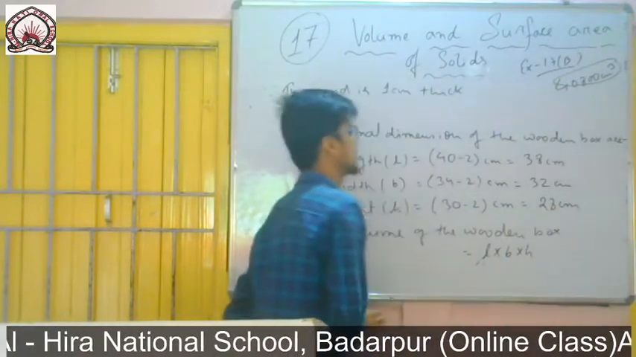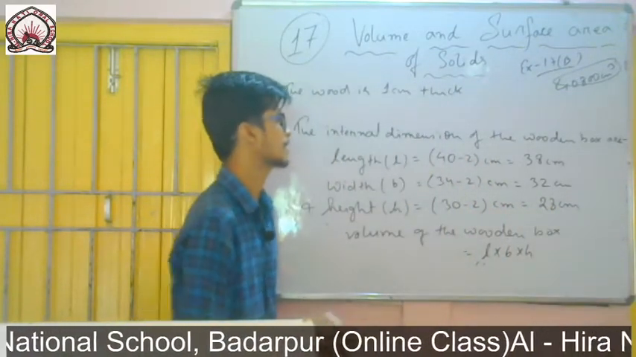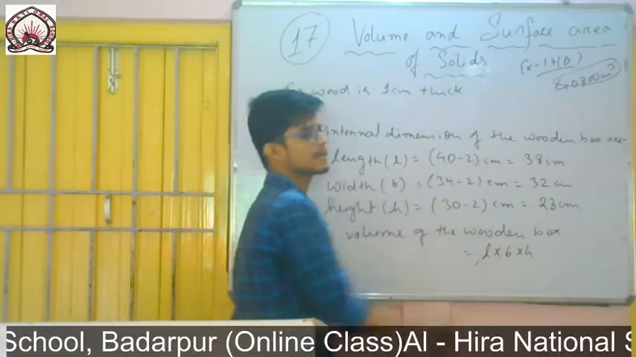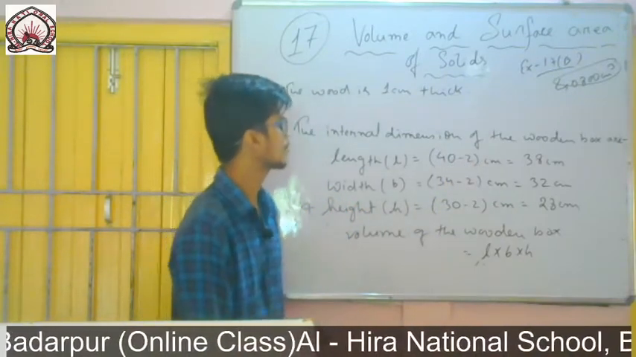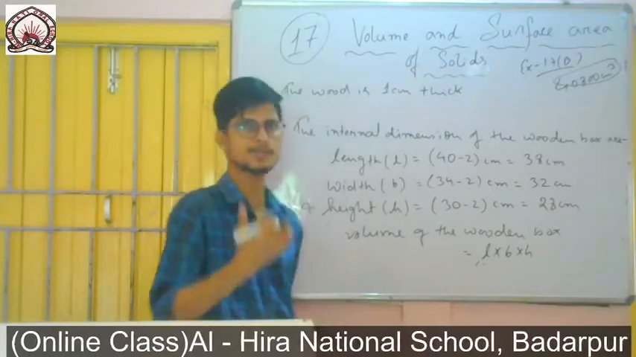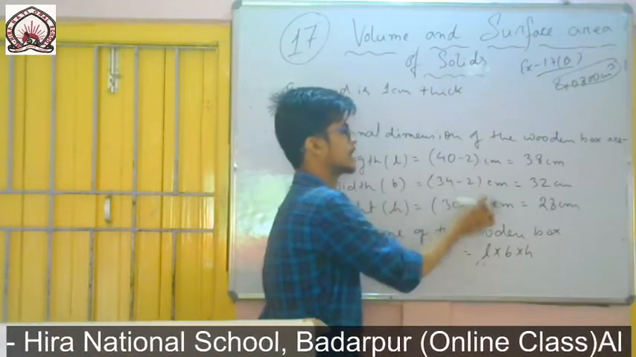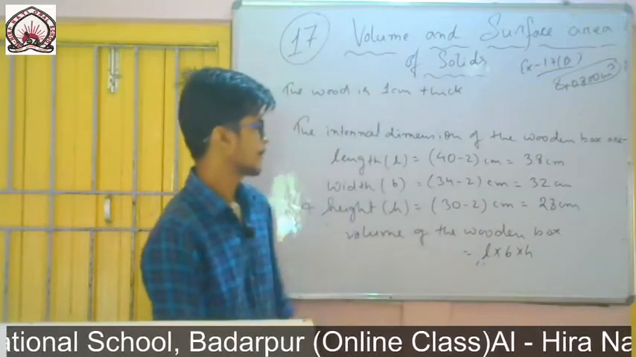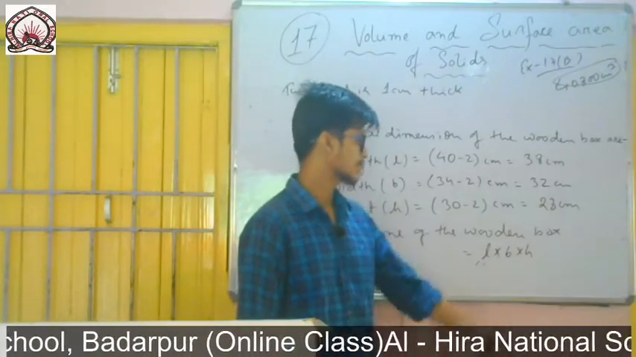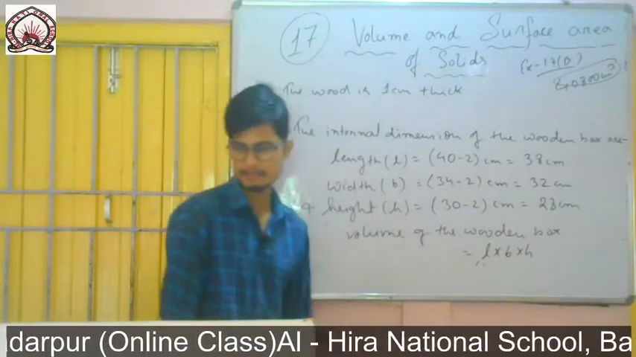To find the internal dimension, simply subtract double of the thickness. Double here, thickness is 1 into 2, it is 2. That's why in each and every case I have subtracted 2 and I got this. So this is the internal dimension.